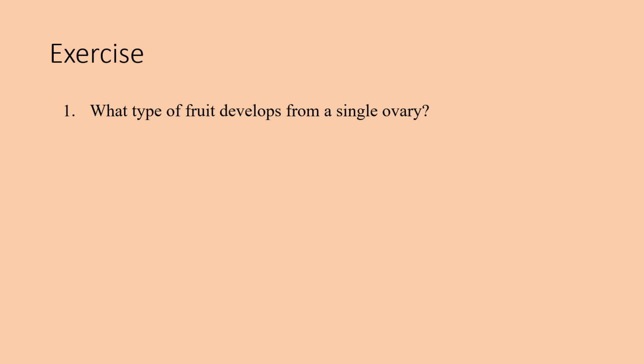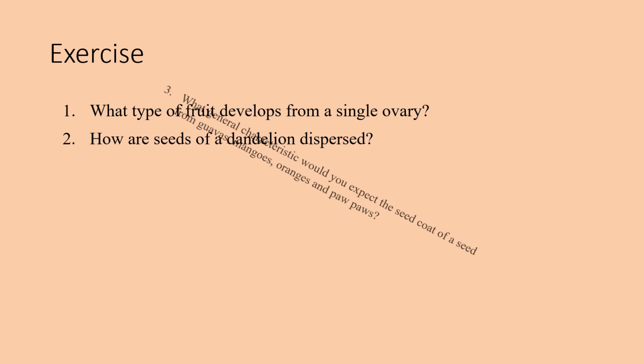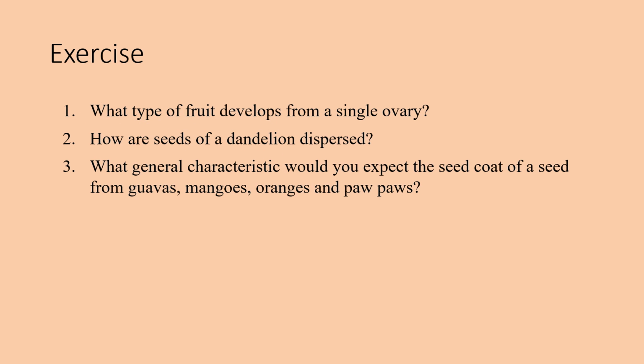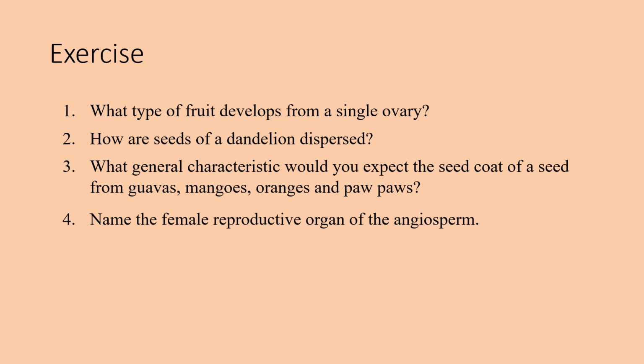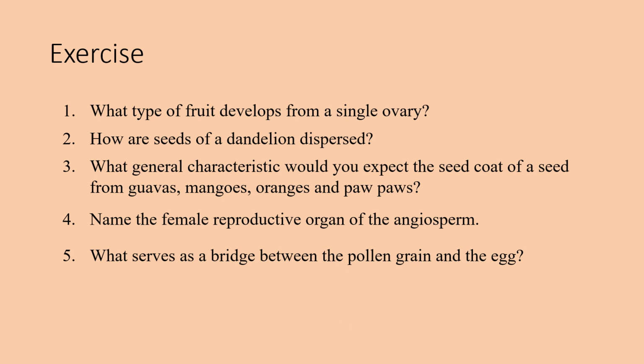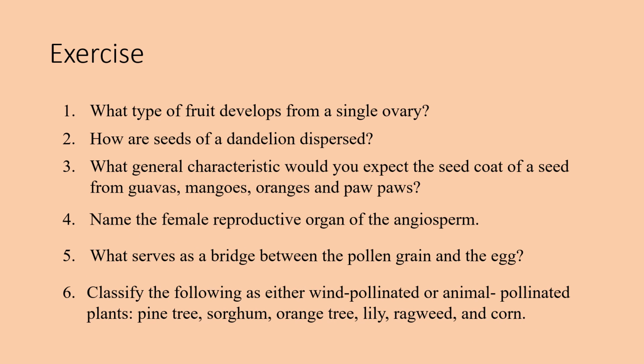Exercise. What type of fruit develops from a single ovary? How are seeds of a dandelion dispersed? What general characteristic would you expect of the seed coat of a seed from guavas, mangoes, oranges, and pawpaws? Name the female reproductive organ of the angiosperm. What serves as a bridge between the pollen grain and the egg? Classify the following as either wind-pollinated or animal-pollinated plants: pine tree, sorghum, orange tree, lily, ragweed, and corn.